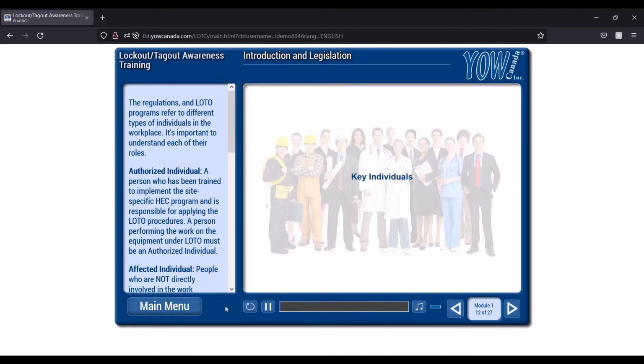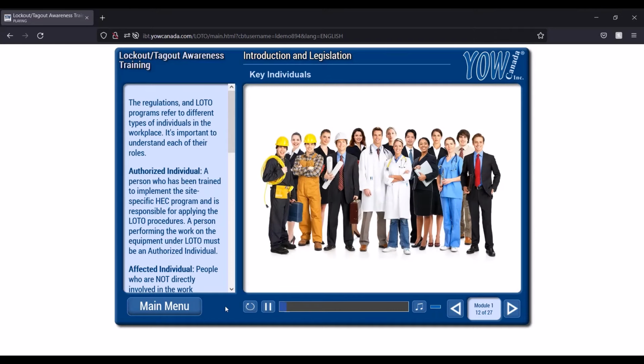Key individuals. The regulations and LOTO programs refer to different types of individuals in the workplace. It's important to understand each of their roles. Authorized individual. A person who has been trained to implement the site-specific HEC program and is responsible for applying the LOTO procedures. A person performing the work on the equipment under LOTO must be an authorized individual.